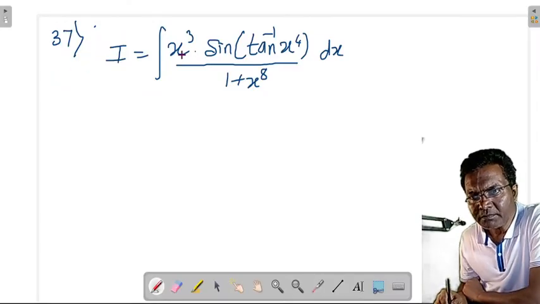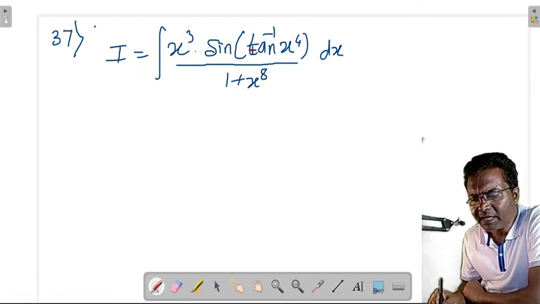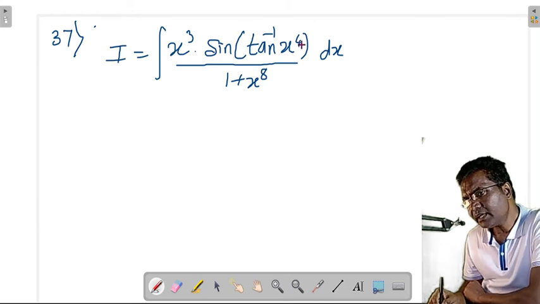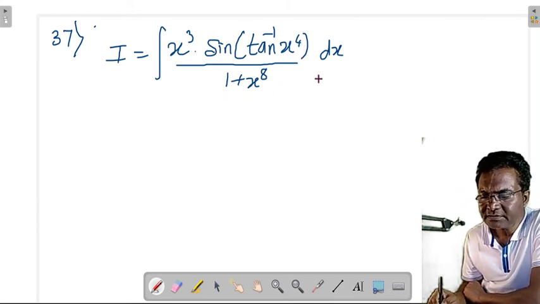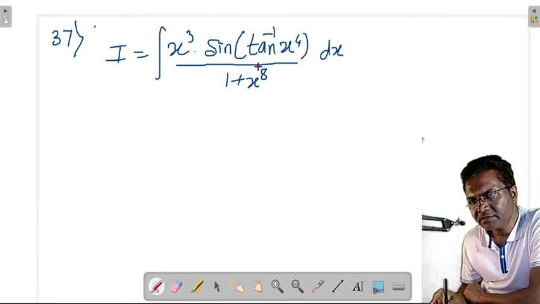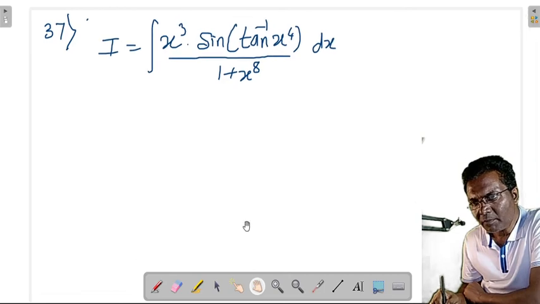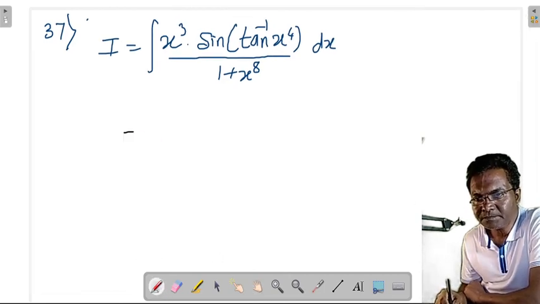Here is question number 37. Integrate x cube into sine of tan inverse x power 4 by 1 plus x power 8 dx. Okay, better pause the video and write down this. So it looks to be a complicated one, but it is very simple.